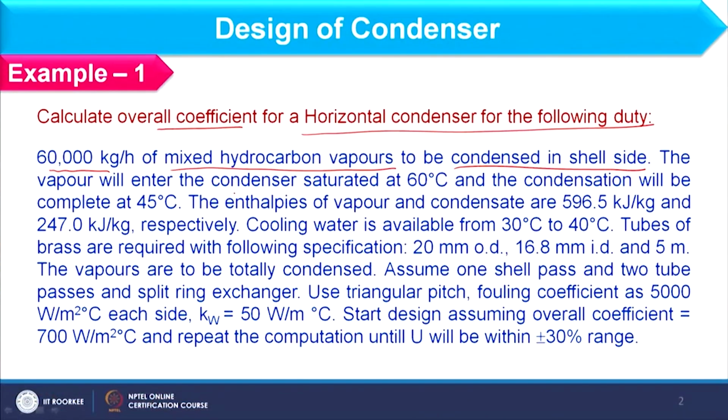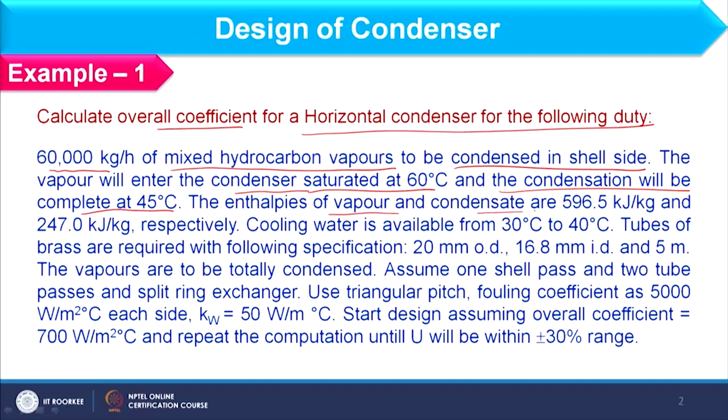So, the vapor will enter the condenser saturated at 60 degree Celsius and condensation will be completed at 45 degree Celsius. So, you see, because I am considering a hydrocarbon vapor mixture, I should consider non-isothermal condition on the condensation side, and that is why the temperature variation is given over here. So, feed of vapor enters at 60 degree and condensate exits at 45 degree. The enthalpies of vapor and condensate are given like this.